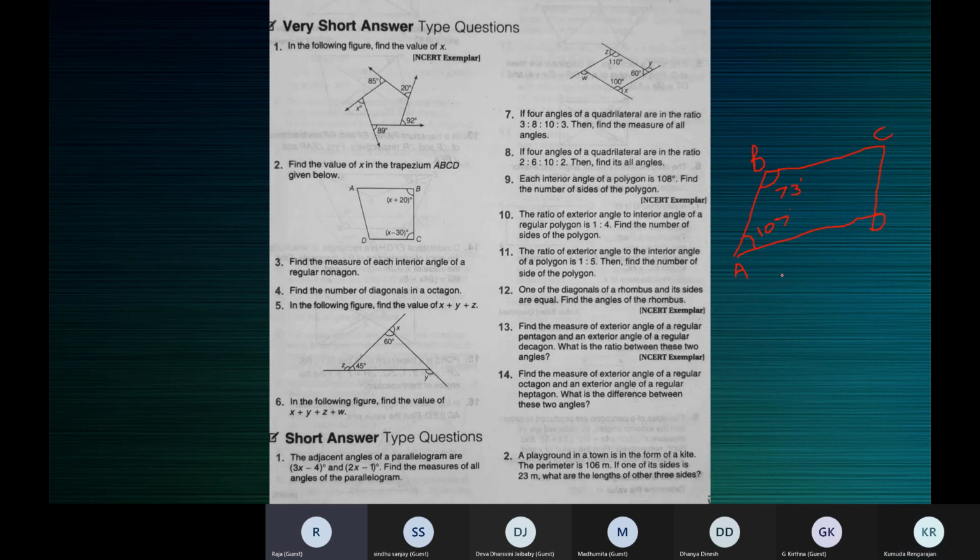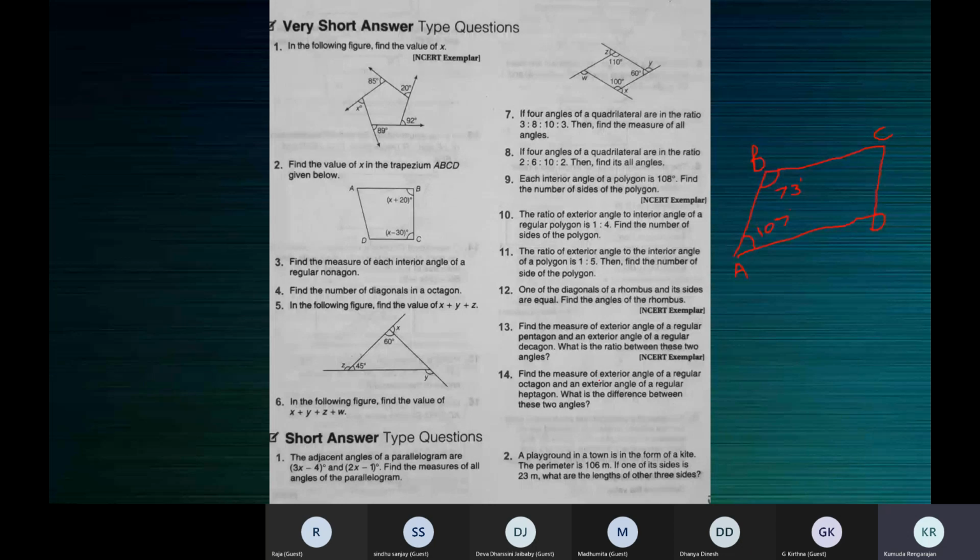So 37 into 3 minus 4 will give you angle A, correct? Yes, ma'am. And angle B is 37 into 2 minus 1, which will give you angle B. Yeah, that's what I've written on the screen. Very good, Raja. So we found A and B like this.